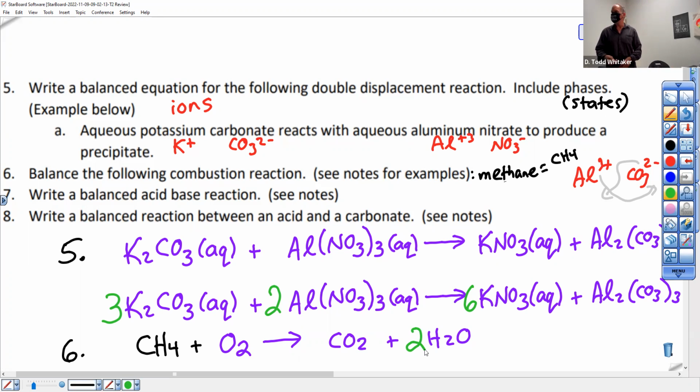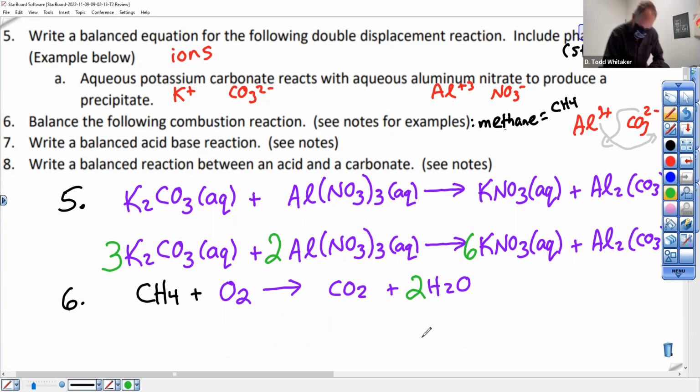Did that finish it? Not quite. We're close. You got to do an oxygen count now. You're committed to the 1 in front of the CO2 and the 2 in front of the water. So you get 2 O's from CO2. You get 2 O's from 2 waters. That's 4 O's. How do you get 4 O's on the left side? Place the 2 in front of O2 and you're done. We like it.